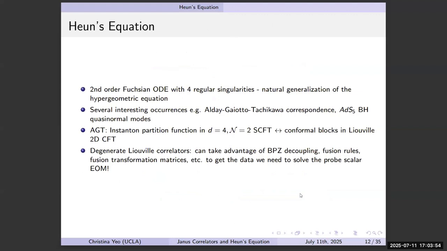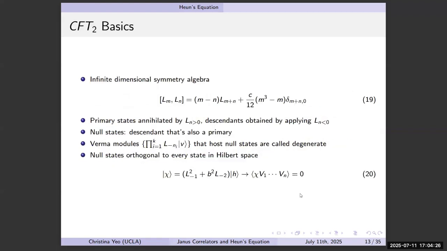So back to this. What we're going to do is take advantage of this AGT correspondence, and also the fact that it's a 2D CFT on one side of the correspondence. So we can get all the data that we need from this. We can look at degenerate blocks to get the exact same differential equation and then read the data off from there. This is a slight detour, but you'll see what it's for at the end.